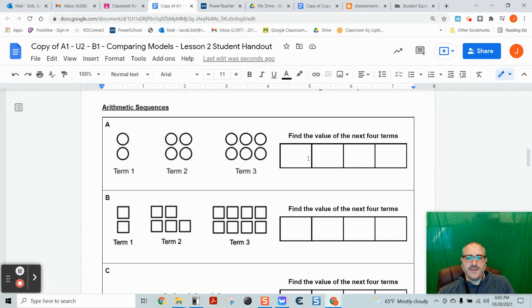Our job is to find the value of the next 4 terms. If term 3 is 6, and I add 2, I'll have 8. 8 plus 2 will be 10. 10 plus 2 will be 12, and so on. I'll let you finish that.